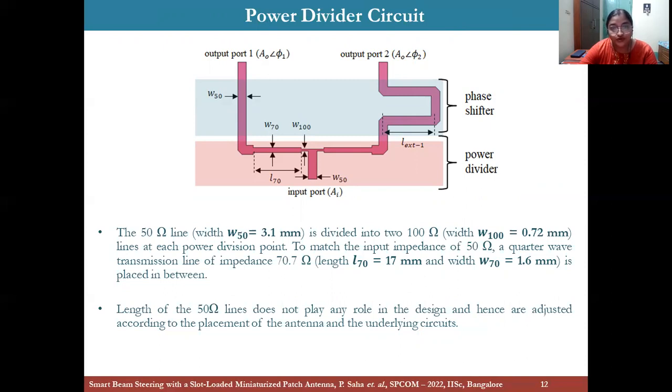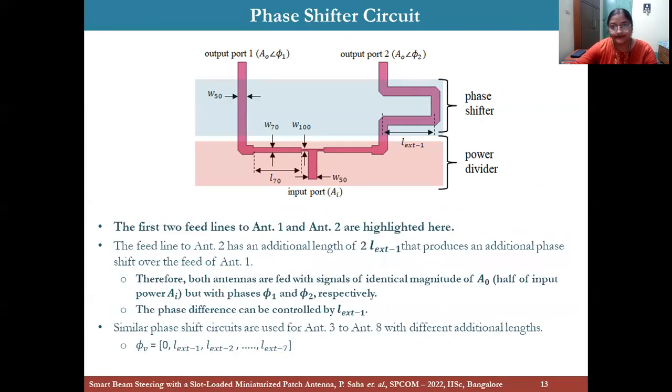So, to match the impedance of the 100 ohm line with the 50 ohm line, a quarter wave transmission line of impedance 70.7 ohm is placed in between them. The length of the 50 ohm line doesn't play any role in the design, hence it is adjusted according to the placement of the antenna and the underlying circuits.